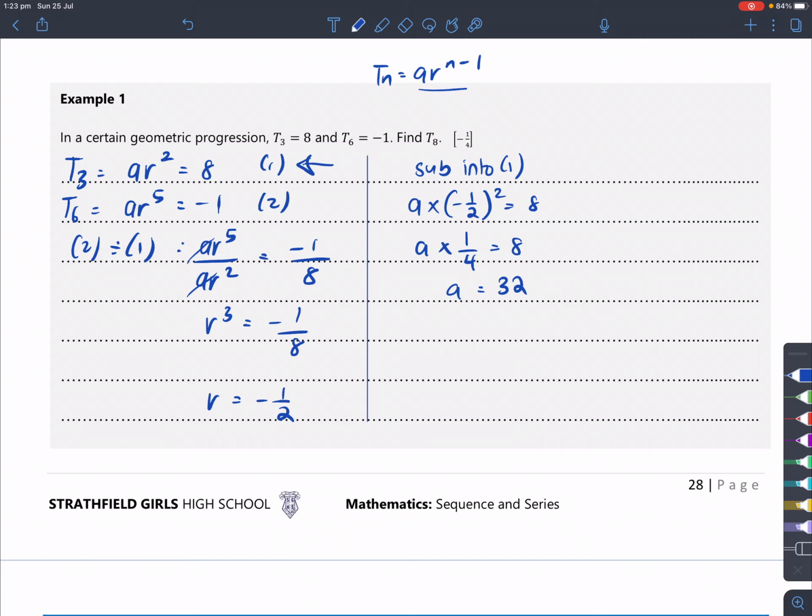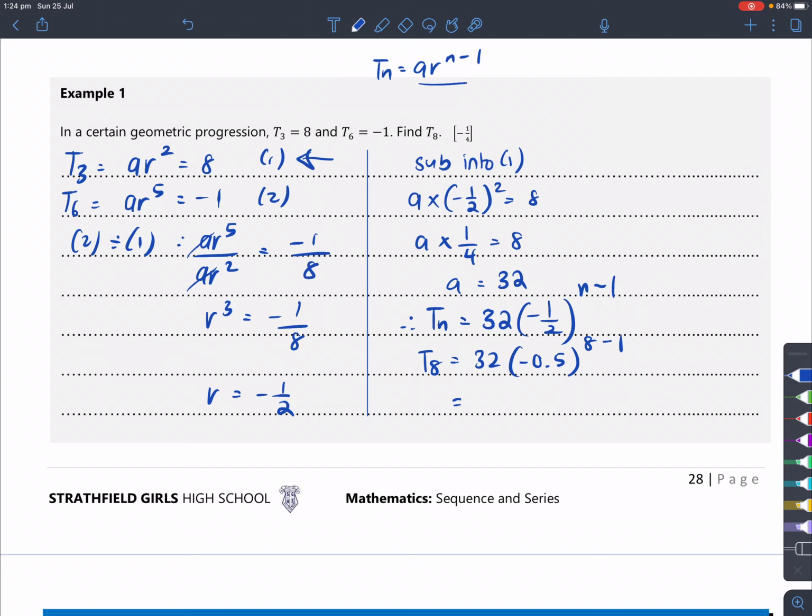So, therefore, our term formula now, if you just put that a value back and the r value back in there, would be a as 32 times r, which is negative half, or negative 0.5, to the power of n minus 1. We can now successfully obtain the 8th term by replacing the n by 8, and this time we'll write negative 0.5. It's easy to put my calculator away. Okay. So 32 times negative 0.5 to the power of 7 would be negative a quarter. And that's it for today.